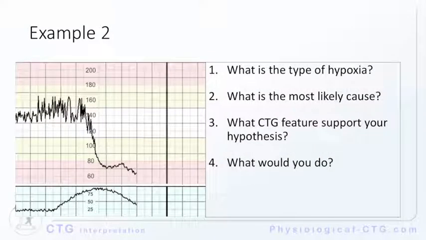Consider now, what type of hypoxia? What is the most likely cause, or at least the one you need certainly to exclude? What are the CTG features that support your hypothesis, and what would you do next?